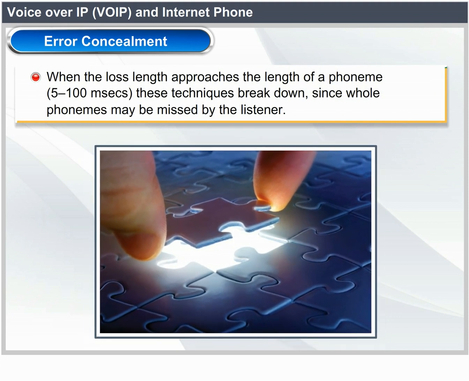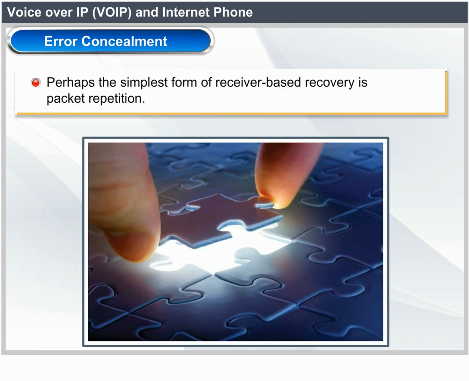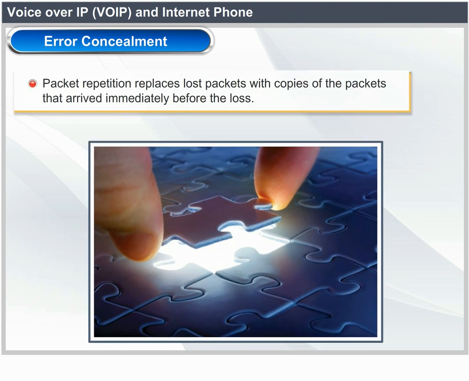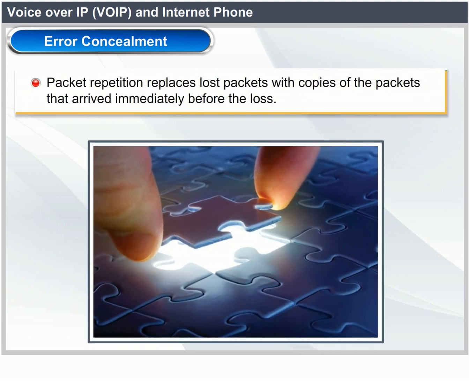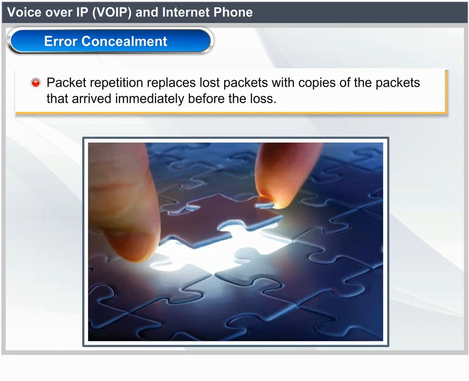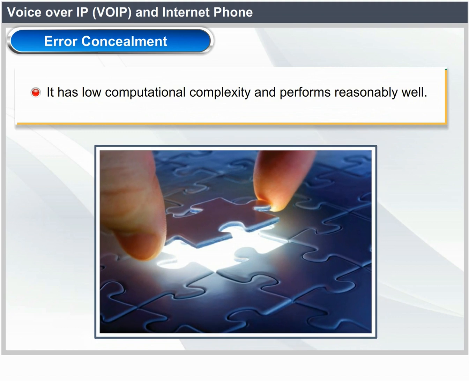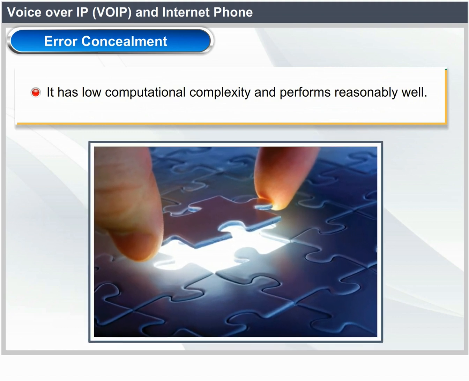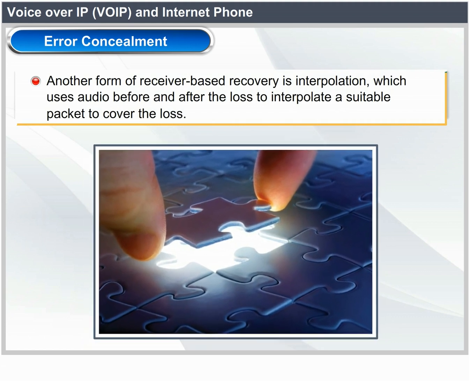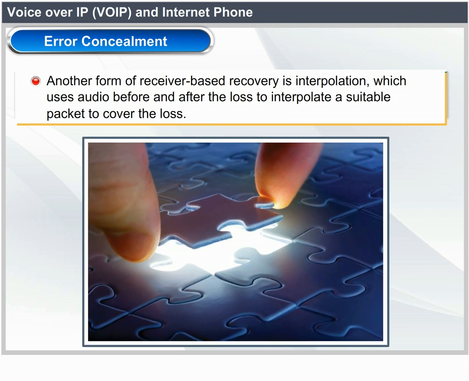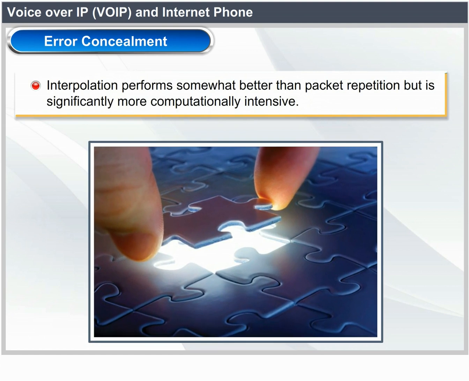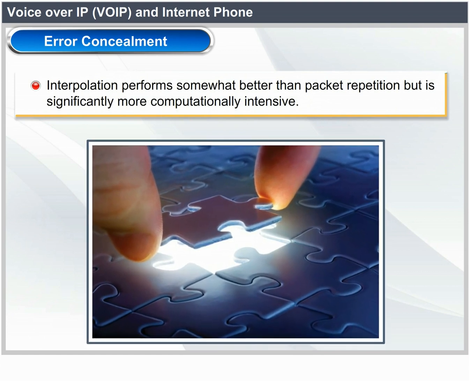Perhaps the simplest form of receiver-based recovery is packet repetition. Packet repetition replaces lost packets with copies of the packets that arrived immediately before the loss. It has low computational complexity and performs reasonably well. Another form of receiver-based recovery is interpolation, which uses audio before and after the loss to interpolate a suitable packet to cover the loss. Interpolation performs somewhat better than packet repetition but is significantly more computationally intensive.